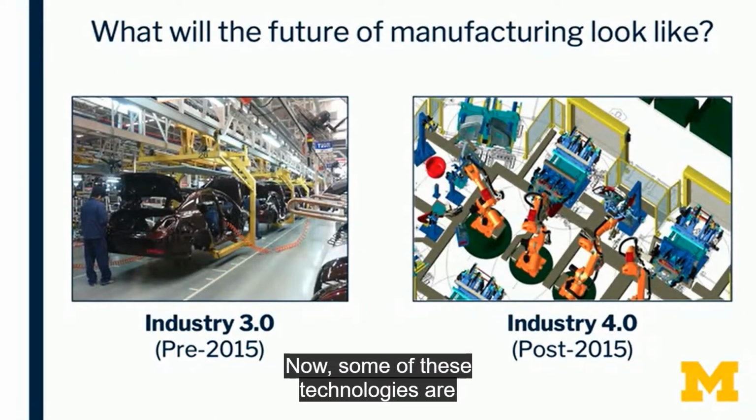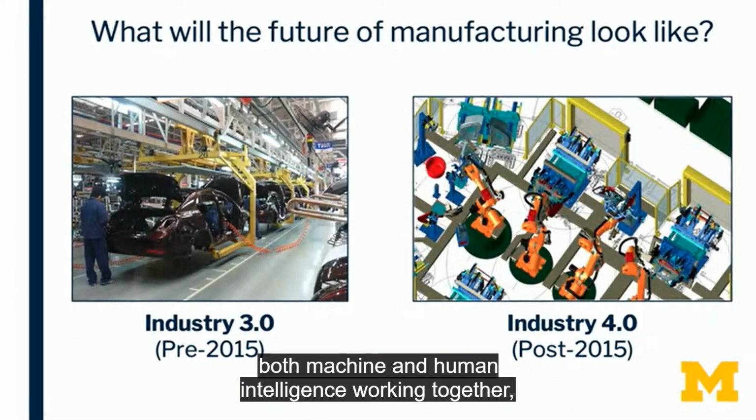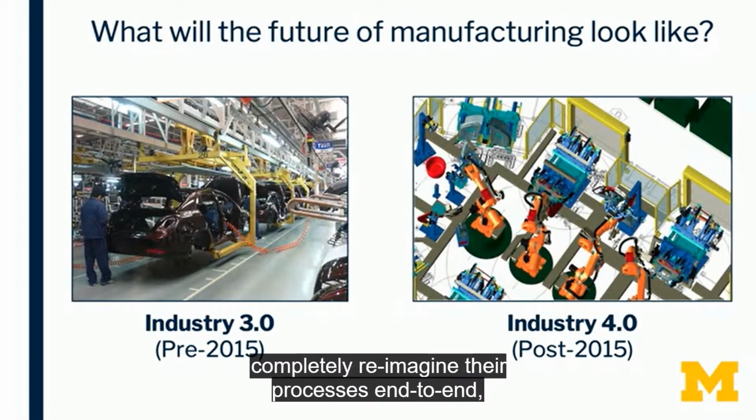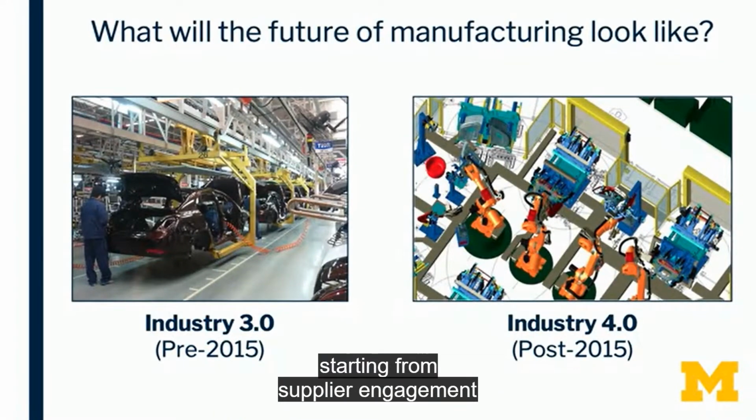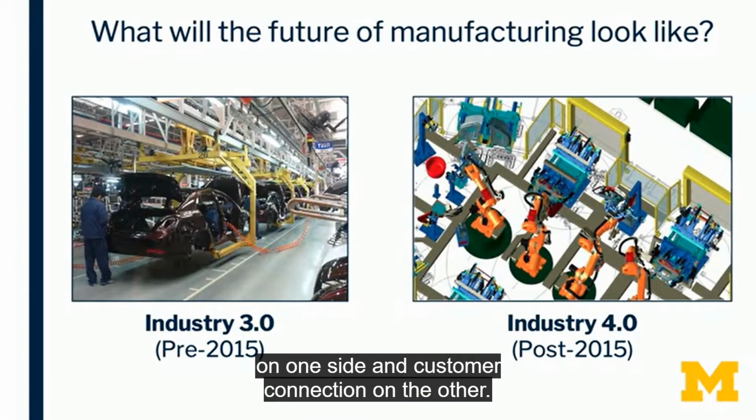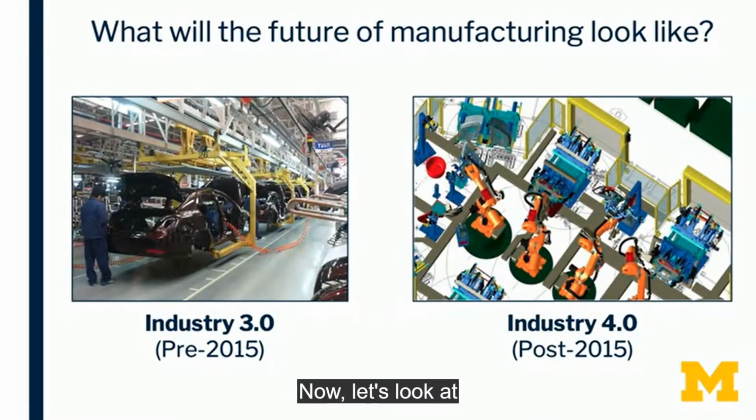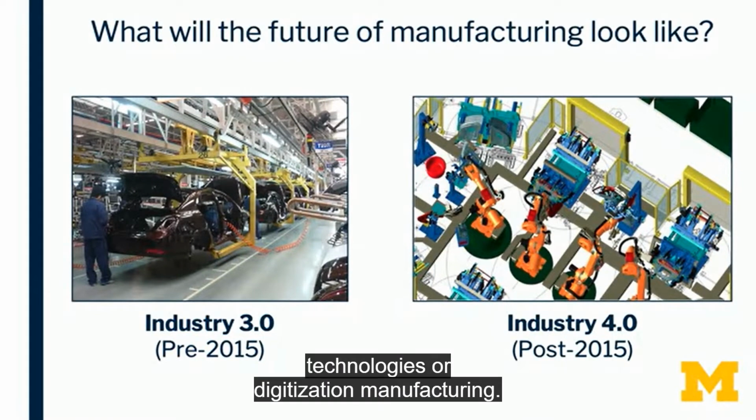Now, some of these technologies are bringing new levels of transparency, new levels of connectivity, and new intelligence, both machine and human intelligence, working together, and hence allowing manufacturers to completely reimagine their processes end to end, starting from supplier engagement on one side and up to customer connection on the other. So the entire process of manufacturing can be reimagined because of the capabilities that are coming with these technologies.